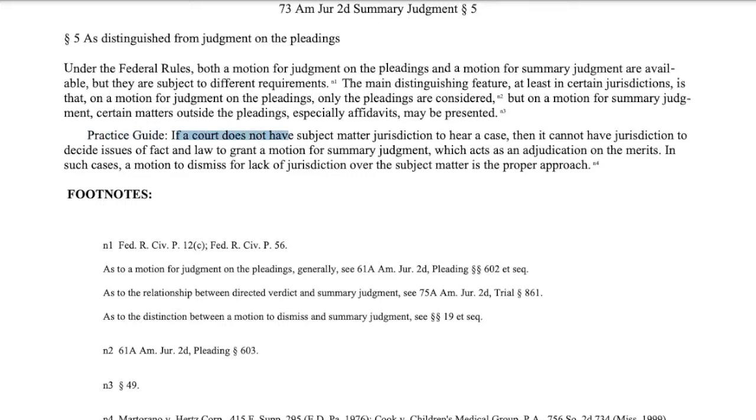If a court does not have subject matter jurisdiction to hear a case, then it cannot have jurisdiction to decide issues of fact and law to grant a motion for summary judgment, which acts as an adjudication on the merits. In such cases, a motion to dismiss for lack of jurisdiction over subject matter is the proper approach. Wow, that's interesting there, and that's footnote 4.